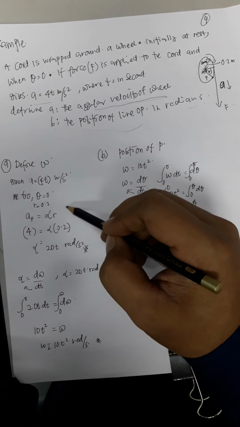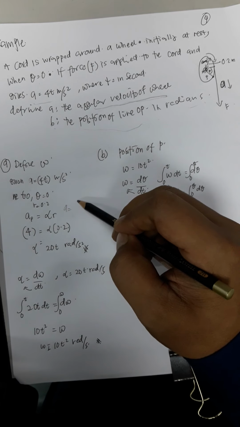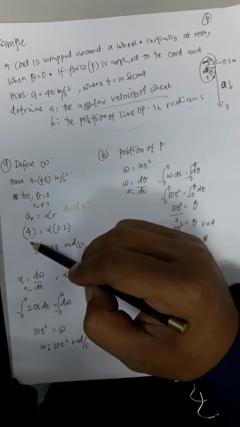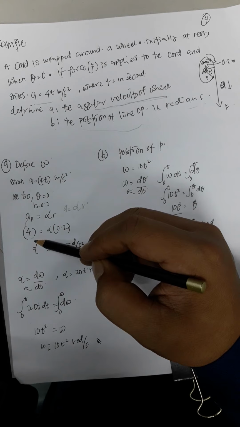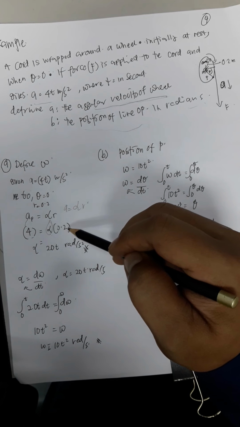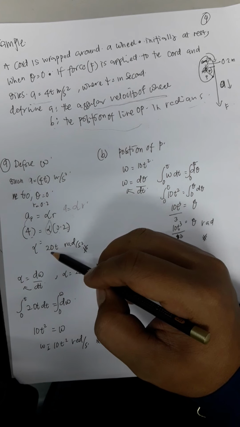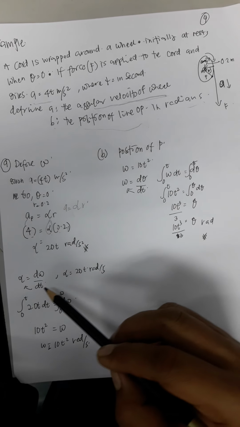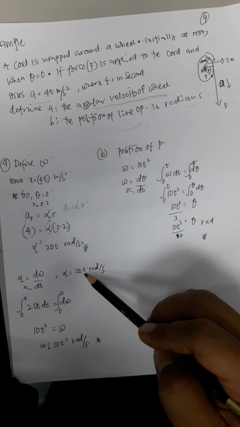We know that acceleration is equal to alpha r. So we know that acceleration is 40t meter per second square, alpha we have to define, and the radius is 0.2. So alpha we can get equal to 200t radian per second square. Alpha equals d omega over dt.